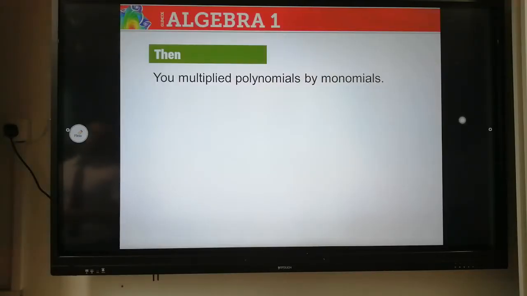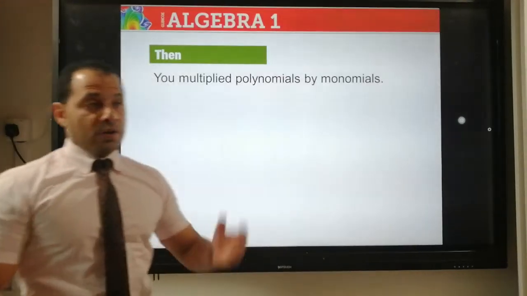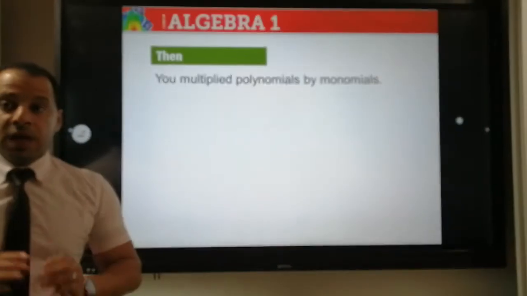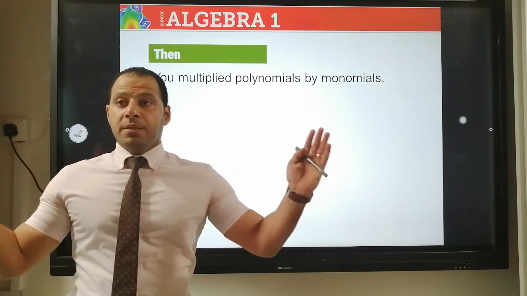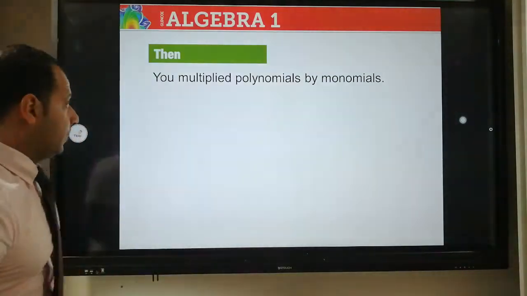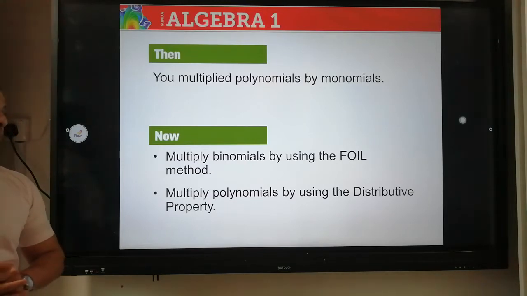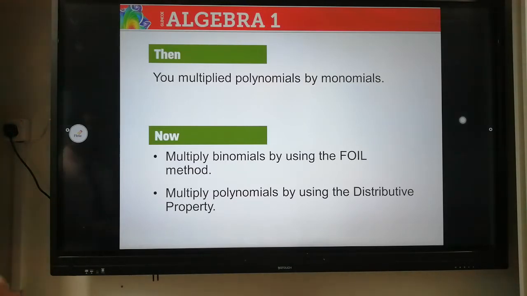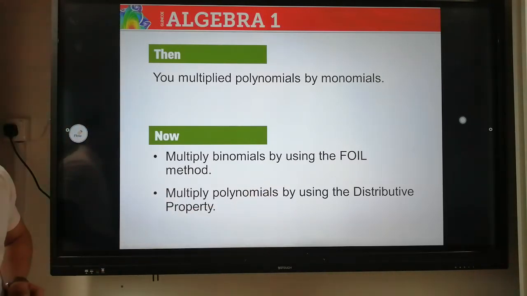We stand on multiplying polynomials by monomials. In the previous lesson, we talked about a monomial multiplied by a polynomial. It may be another monomial or binomial or trinomial. In this lesson, we are talking about multiplying binomials by using the FOIL method, and by using the distributive property. Today we are talking about the first one only, multiplying polynomials by using the FOIL method.